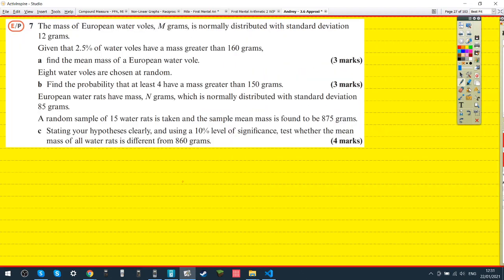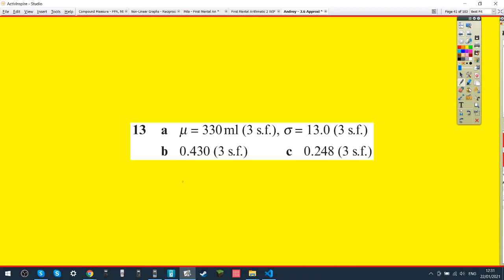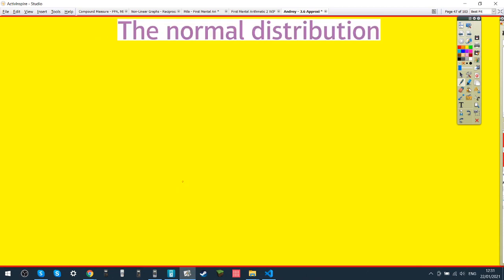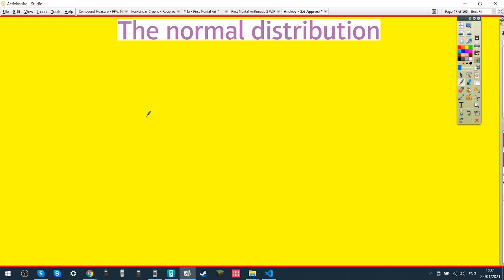Yes, and so that stuff, what do you give yourself? I think overall maybe a tick. Okay, so let me just see. Yes, okay, that's normal distribution finished anyway.